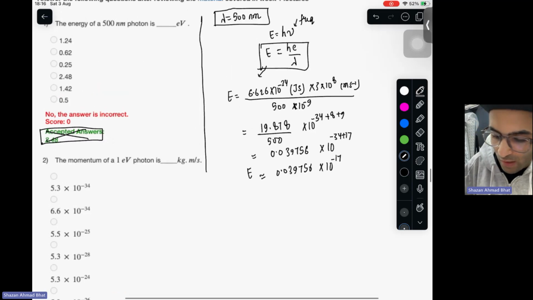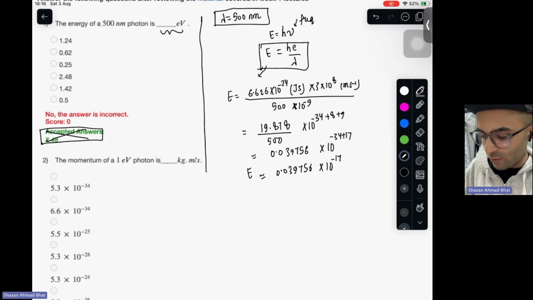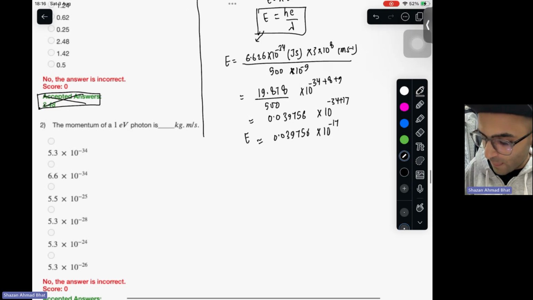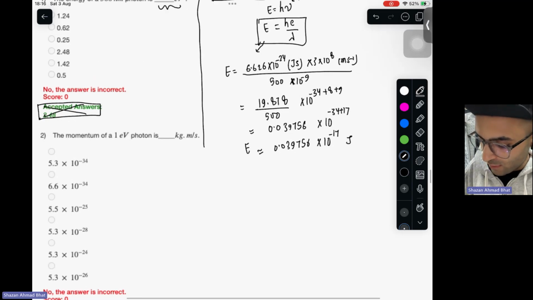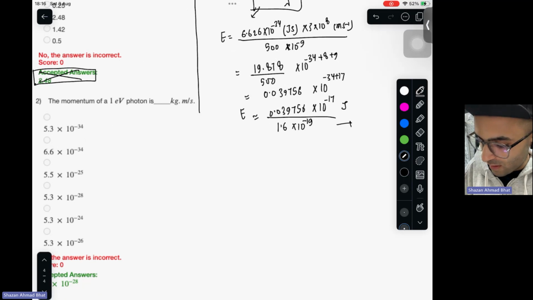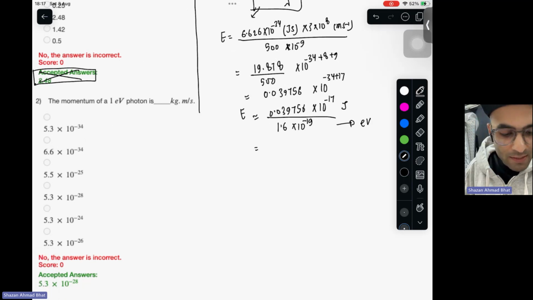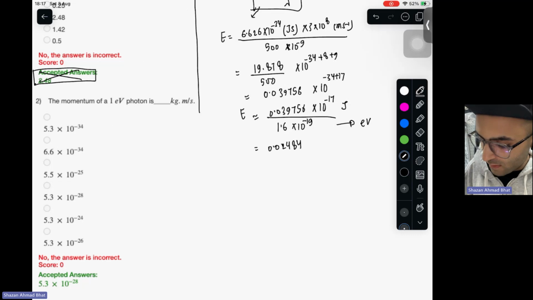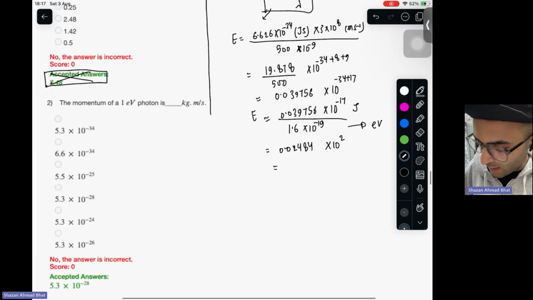Now you have to measure it in the units of electron volts. This thing is in joules, so you're going to divide it by the electronic charge, which is 1.6 into 10 to the power minus 19, in order to convert it into electron volts. When you divide this by 1.6, this is going to give you 0.0248 into 10 to the power, this will go up, this is 2. So this is approximately 2.48 electron volts.